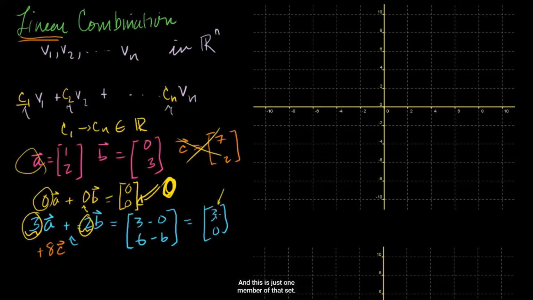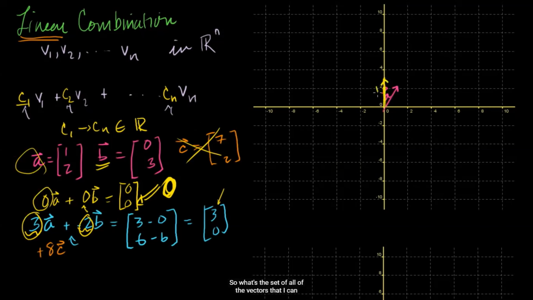This is just one member of that set. But what is the set of all of the vectors I could have created by taking linear combinations of A and B? Let me draw A and B here. Maybe we can think about it visually, and maybe we can think about it mathematically. So let's say A and B. So A is 1, 2. So 1, 2 looks like that. That's vector A. We do vector B in a different color, yellow. Vector B is 0, 3. So vector B looks like that, 0, 3.